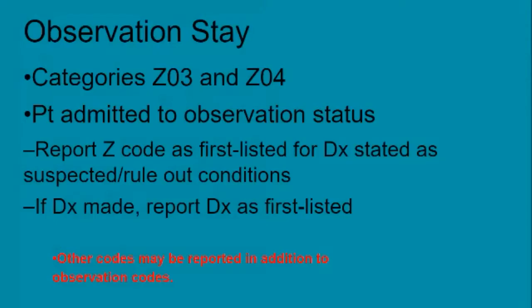Let's talk about observation stay. Categories Z03 and Z04: when a patient is admitted to observation status, you report the Z code as the first listed diagnosis for conditions stated as suspected or rule-out. If a diagnosis is made, report the diagnosis as the first listed. Other codes may be reported in addition to observation codes.